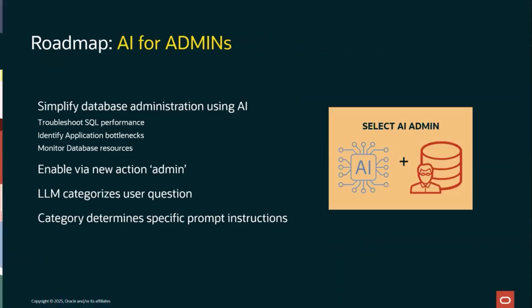Now, the last roadmap item I'll mention is AI for admins. This leverages the new action admin I mentioned earlier. The objective is to simplify database administration using AI. For example, troubleshooting SQL performance, identifying application bottlenecks, and even monitoring database resources. And this uses the LLM to categorize user questions, which Select AI then uses to determine specific prompt instructions provided to the LLM to generate a response.